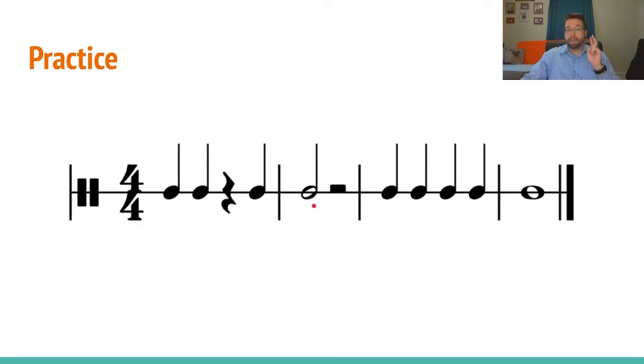The note has 2 beats of sound or pitch. The rest has 2 beats of silence. So this measure would sound like this. 1, 2, 3, 4. That's how we would pulse that rhythm, that measure. Okay? So now you try that measure.